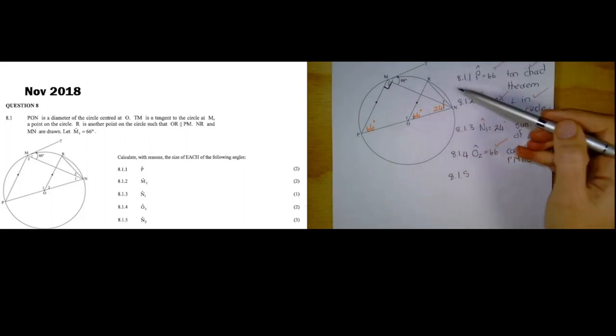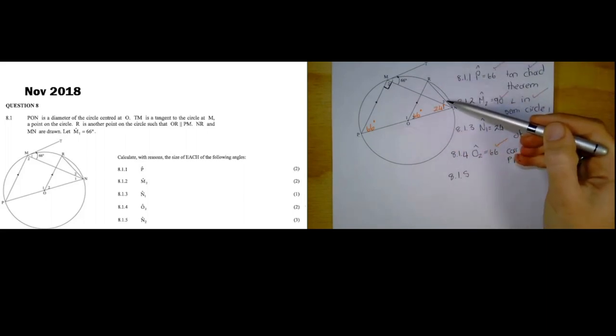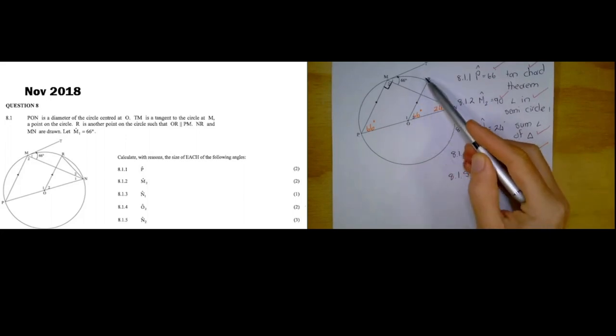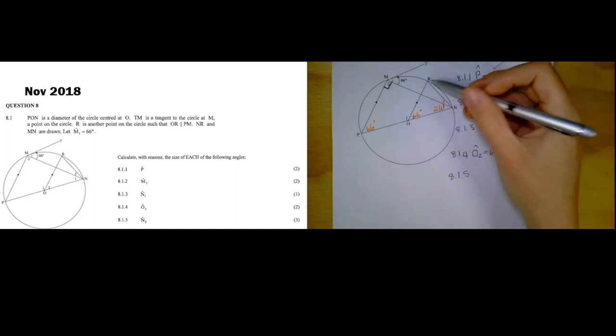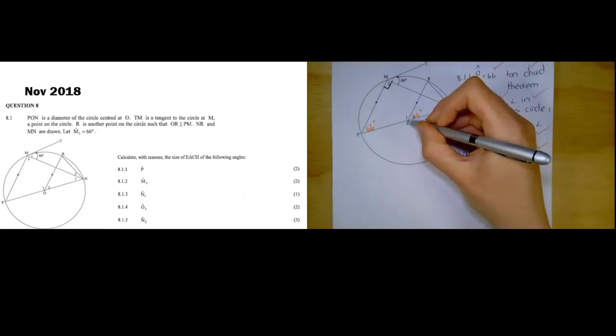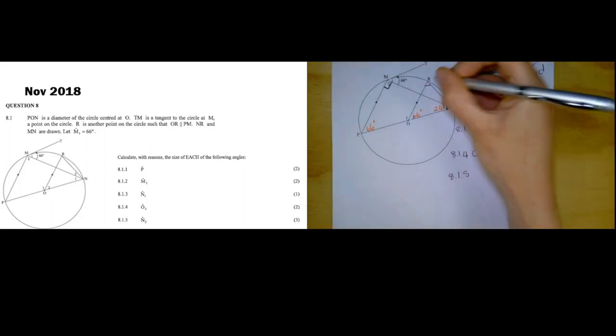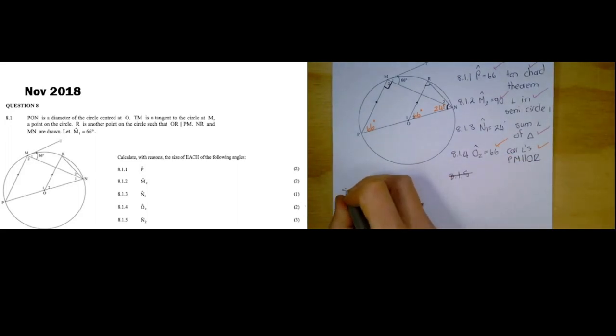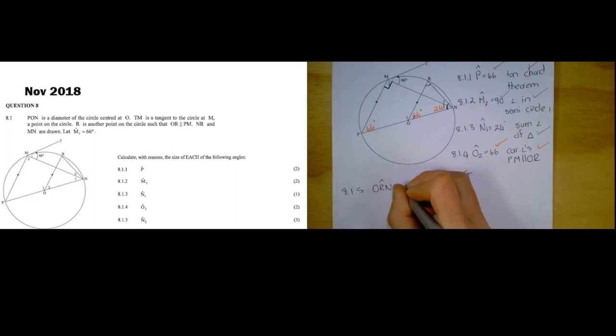So let's see, how can we get angle N2? We need to have angle N2. O is the center of the circle, which means we know ON and OR are radii, which means that angle ONR will be the same size as angle ORN. So let's start by writing that down. I'm just going to move us over to this side, 8.1.5. Angle ORN must be the same size as angle RNO.